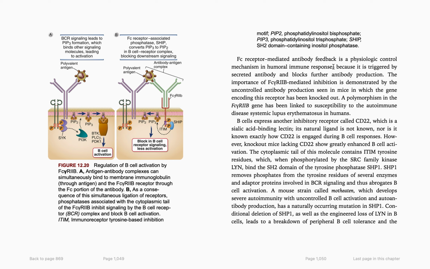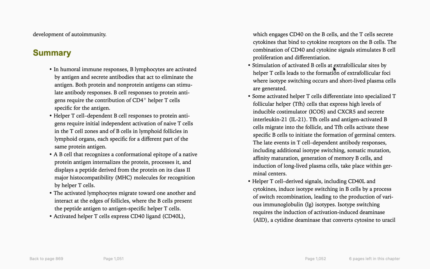A mouse strain called motheaten, which develops severe autoimmunity with uncontrolled B cell activation and autoantibody production, has a naturally occurring mutation in SHP1. Conditional deletion of SHP1, as well as engineered loss of Lyn in B cells, lead to the breakdown of peripheral B cell tolerance and development of autoimmunity.